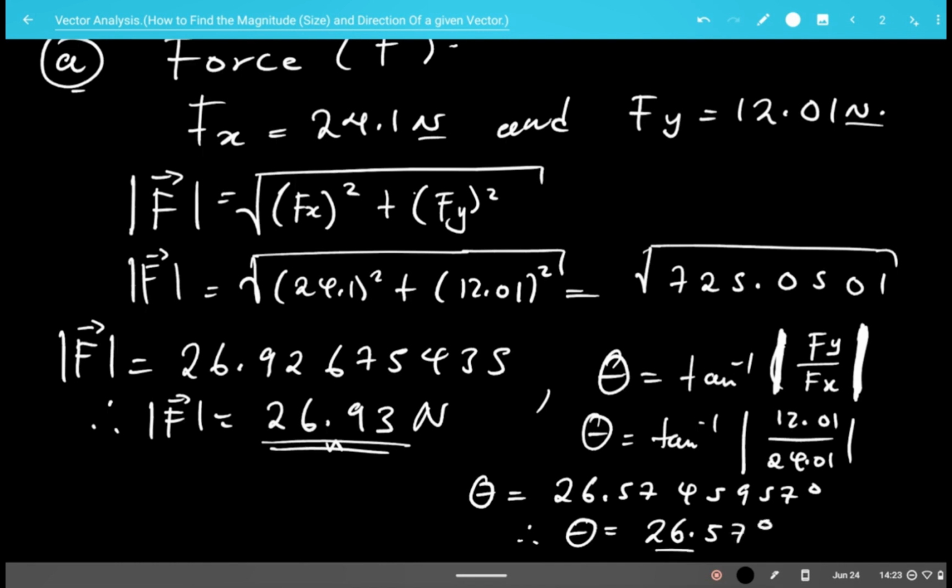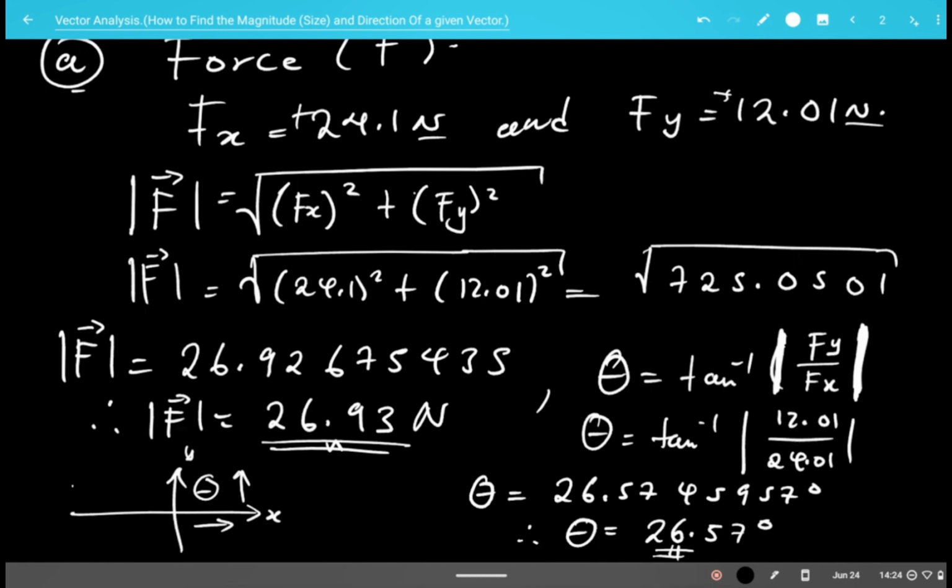Therefore, if I round off, this will be 26.57 degrees. Now, this will be my final answer because if I look at the components, my fx component is positive and my fy component is also positive. So if I check the quadrant it's falling under, since this is my y and that's my x, I'm moving in the positive x and the positive y. So my angle is in the first quadrant, and all the angles in the first quadrant are always taken the way they are found.